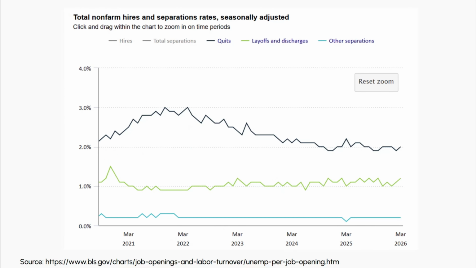Looking at the separation data broken into subcategories, the quits rate has remained persistently higher than layoffs. This is taken as a positive sign, as a higher number of quits generally indicates worker confidence in their ability to find new jobs. However, this rate is also largely flat, meaning there is no sign of considerable increase in quits or worker confidence levels.